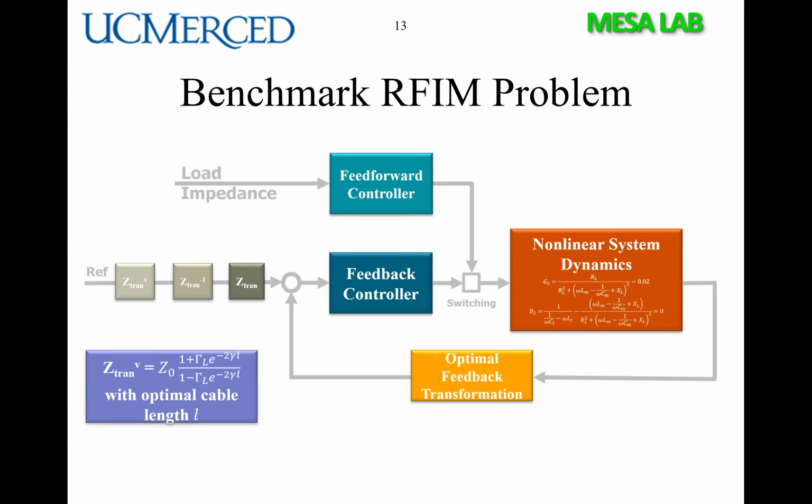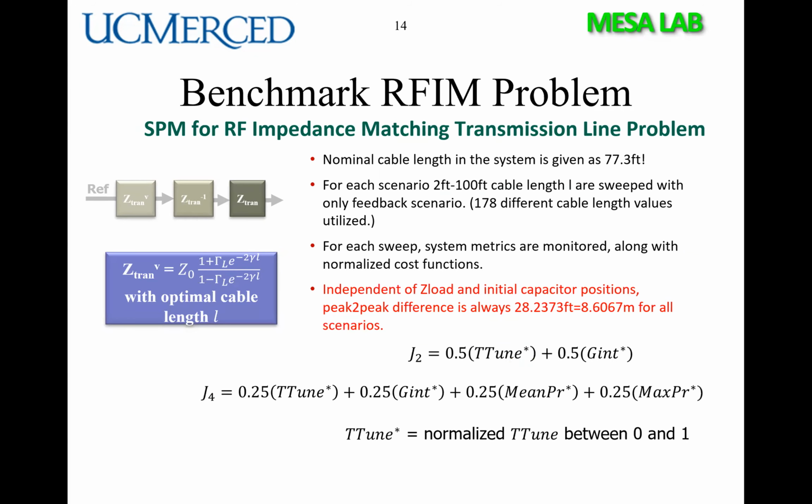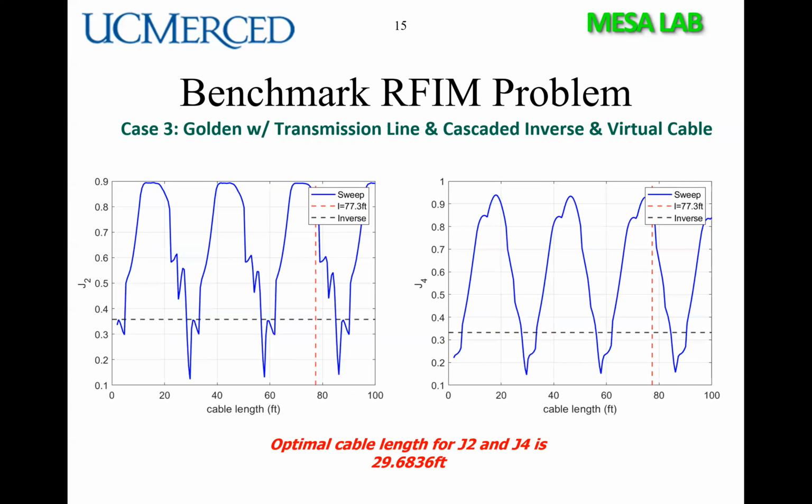With the optimal cable length, the virtual transmission line may enable us to have better performance metrics. So we can try to find the best optimal cable length for a given scenario. In this context, we define two cost functions, J2 and J4. J2 consists of only two performance metrics, the Q-tune and gamma integral normalized, and J4 consists of all four performance metrics normalized and equally contributed. And we swept the cable length from 2 feet to 100 feet.